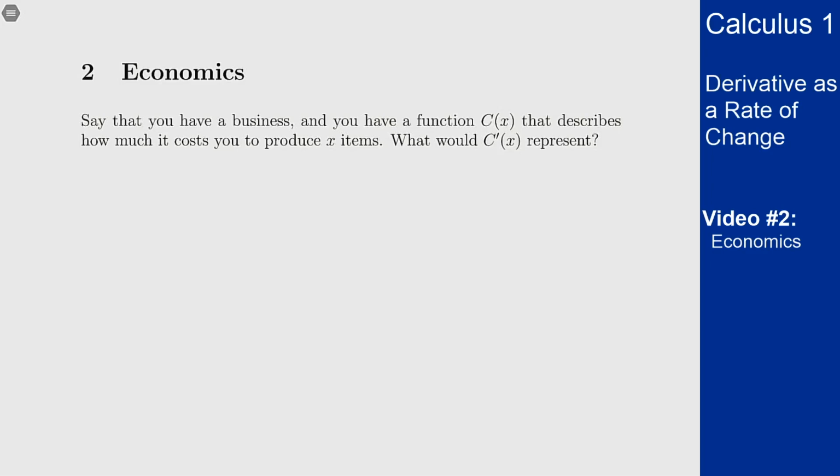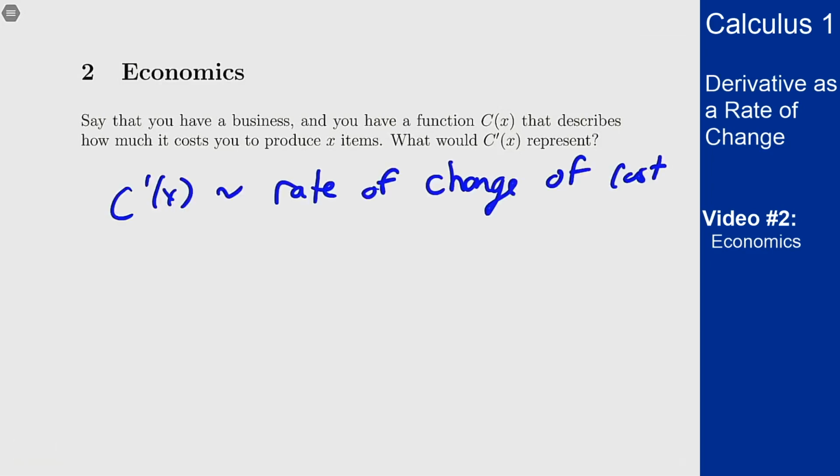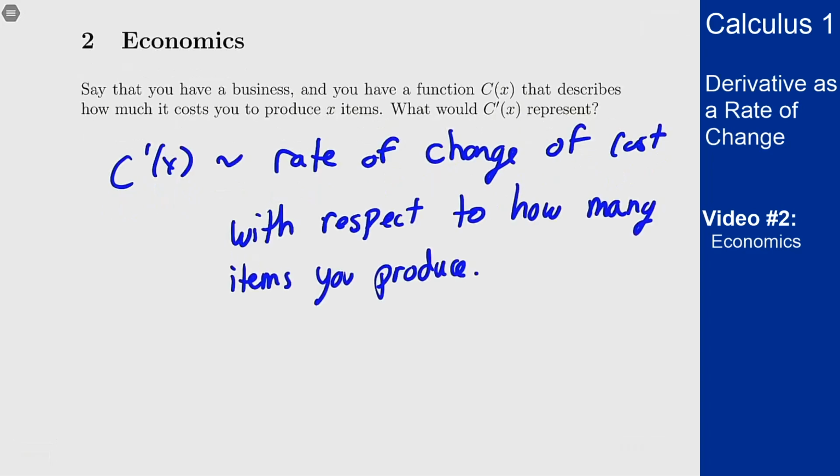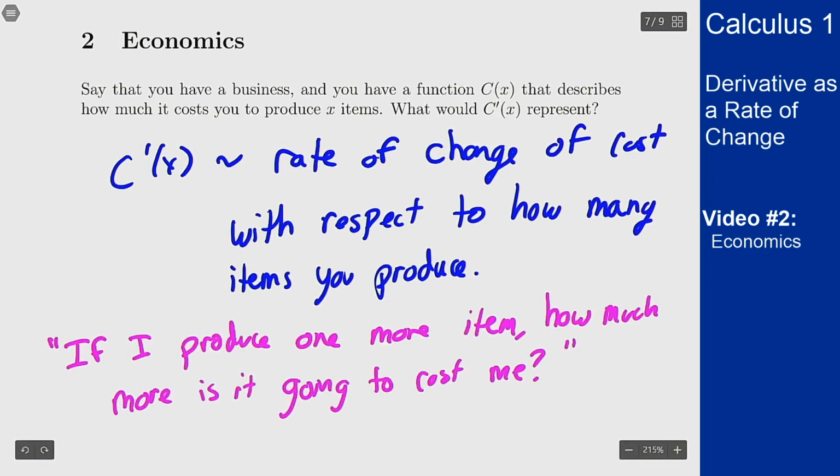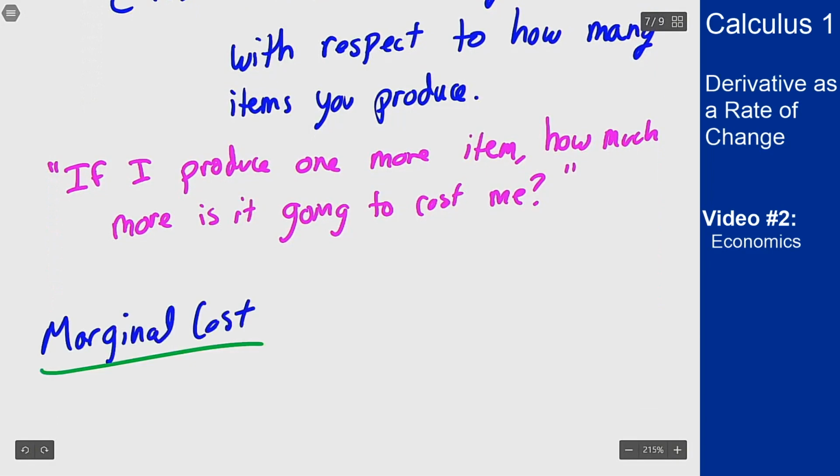Well, c prime of x should be the sort of rate of change of this cost with respect to how many items you produce. So it's something similar to the idea of if I were to produce one more item, how much more is that going to cost me? In economics contexts, this is usually referred to as the marginal cost, which is sort of the cost to produce one more item than you already are.